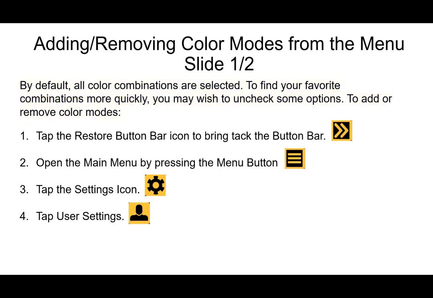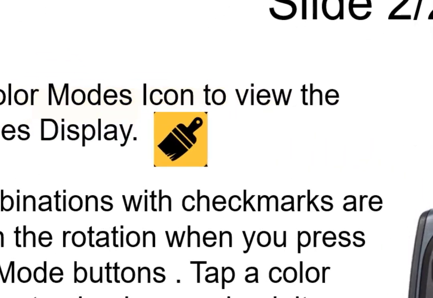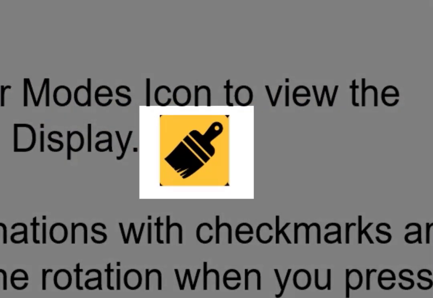So to add or remove color modes, what you're going to do is tap the Restore Button Bar icon to bring back that button bar as usual, and then tap your main menu button. You're going to tap Settings, and then you're going to tap User Settings. Once you're in User Settings, you're going to tap the Color Modes icon to view the Color Modes display. And that icon looks like a paintbrush, and it's shown here.